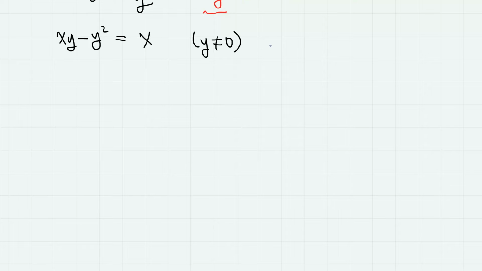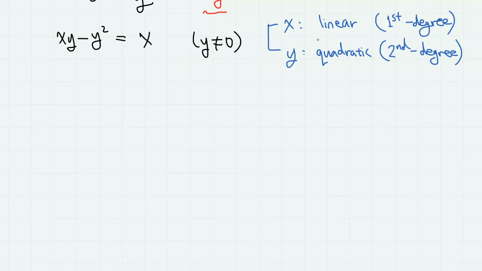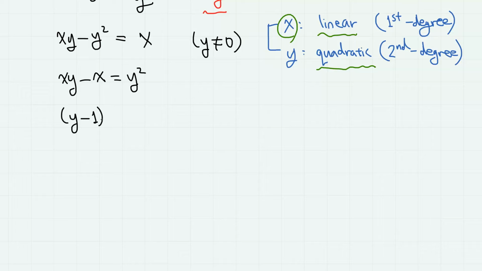So where do we go from here? Well, let us compare the degrees of two unknowns. You can see that the given equation is now linear for x, which means first degree, and quadratic for y, which means second degree. This means that we can easily solve this equation for x by simple rearrangement. So we have xy minus x equals y squared. So y minus 1 times x equals y squared. So therefore, x equals y squared over y minus 1.